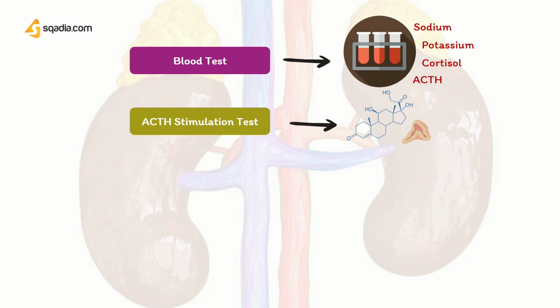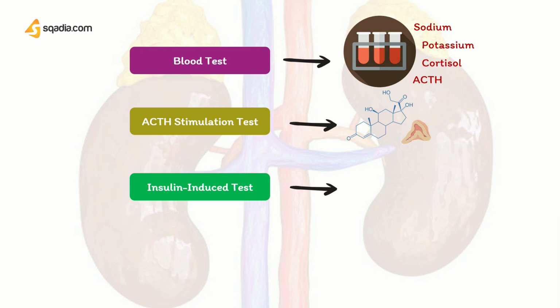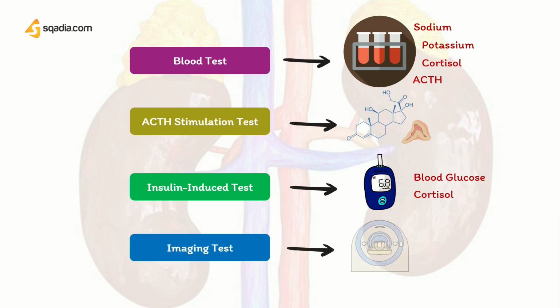Moreover, we have an insulin-induced hypoglycemic test. This test involves checking your blood sugar levels and cortisol levels after an injection of insulin. In healthy people, glucose levels fall and cortisol levels increase during this test. Then we can also resort to some imaging techniques such as MRI and CT scans that will invariably tell us about any changes in the adrenal cortex.